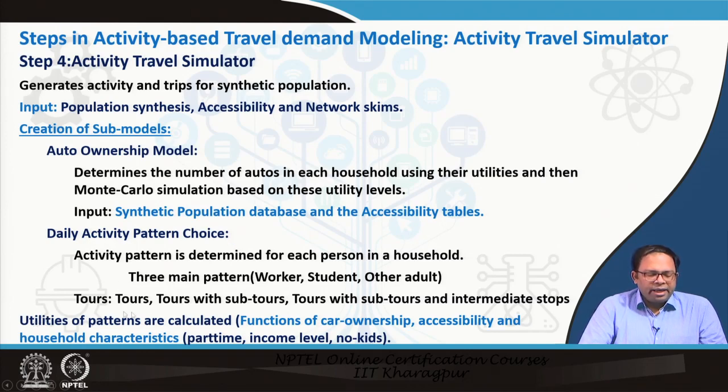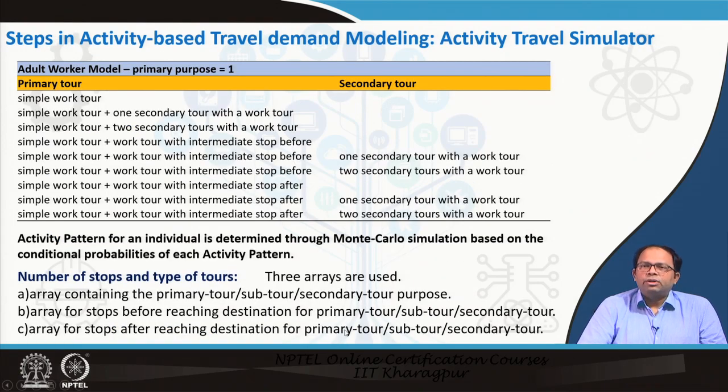Again, for each of these patterns, we calculate utilities based on explanatory variables that are functions of car ownership, accessibility, then household characteristics such as part-time worker, income level, having kids or not. That gives different utilities for different activity patterns. And again, using Monte Carlo simulation, we can choose the pattern for that particular household.